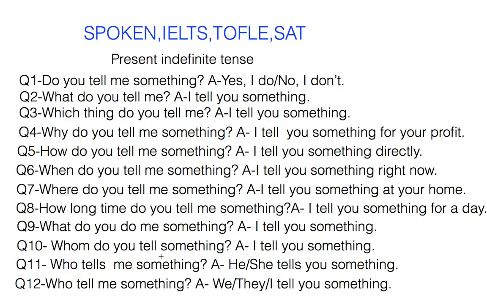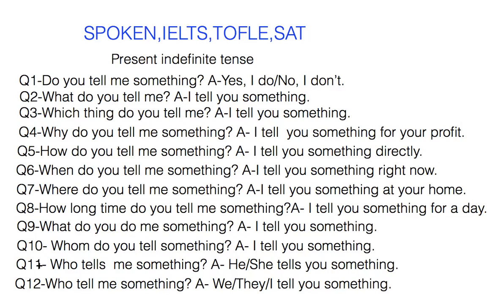Question number 10. Whom do you tell something? I question with the word whom here. Whom do you tell something? Answer: I tell you something. I can say a huge question, but the answer is almost the same. It's a little bit different. And you try to practice that.